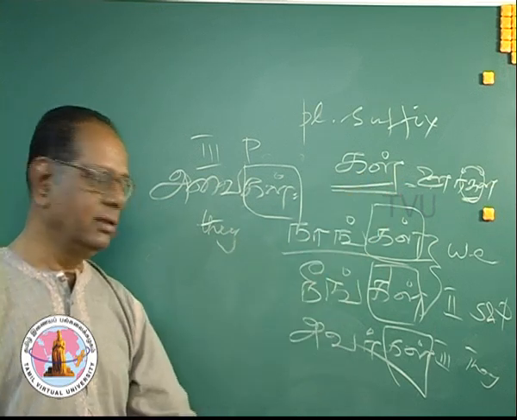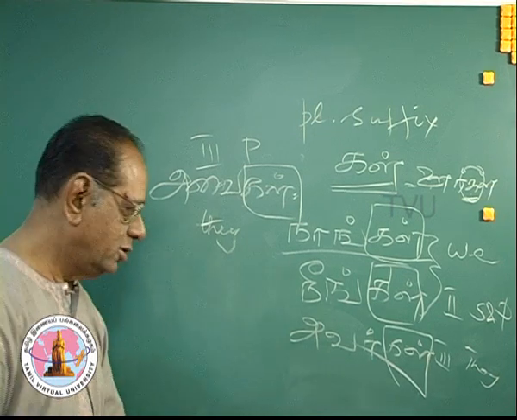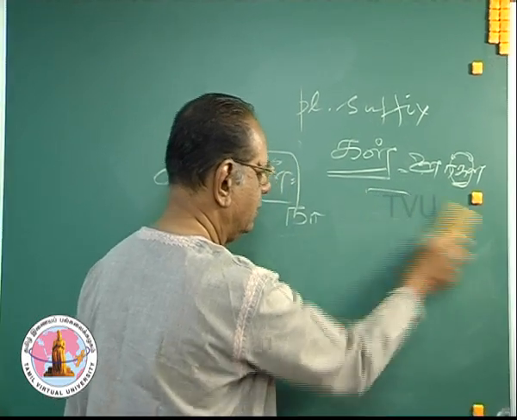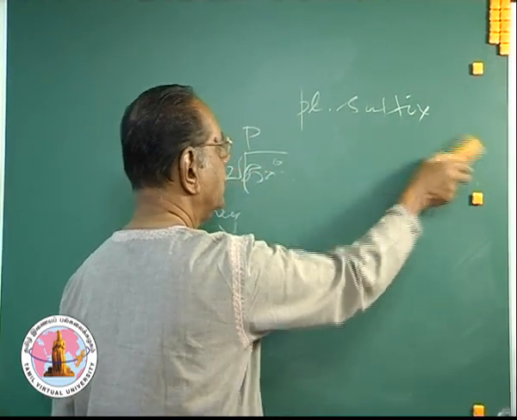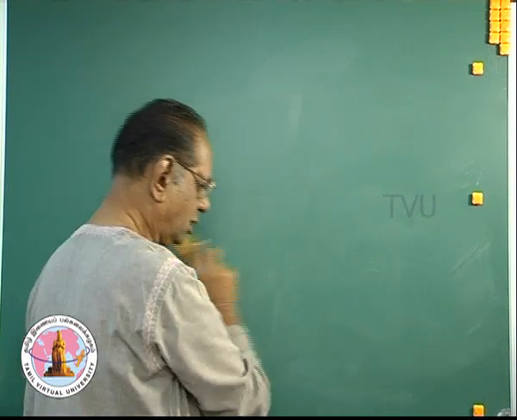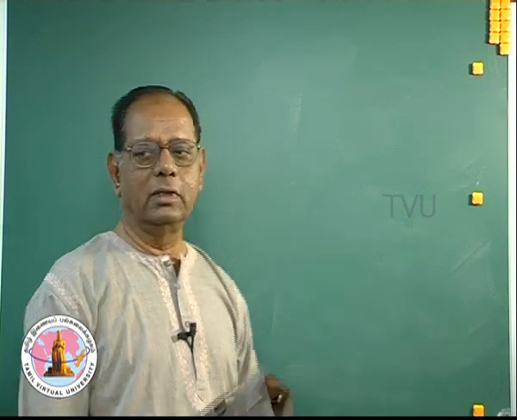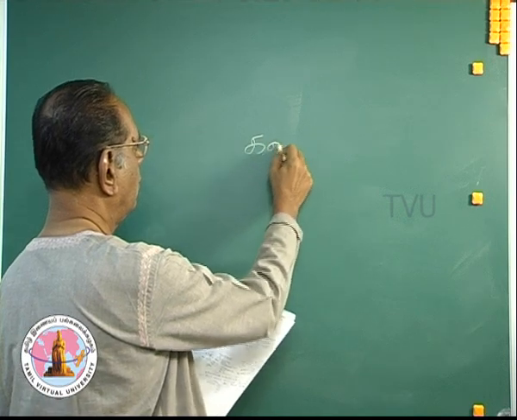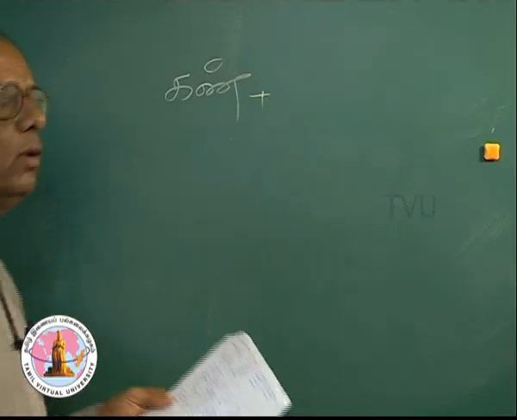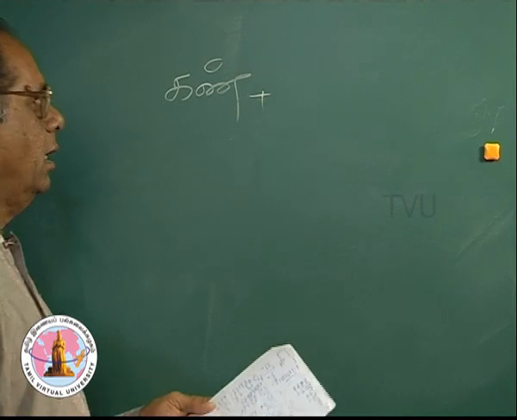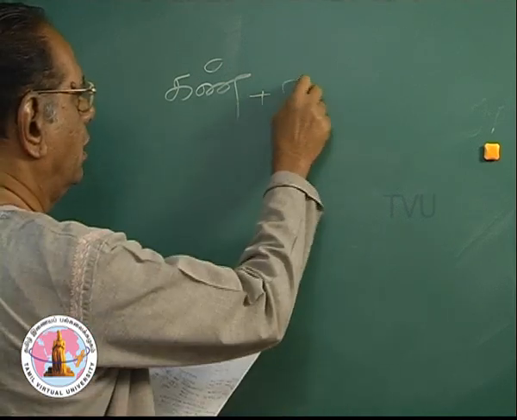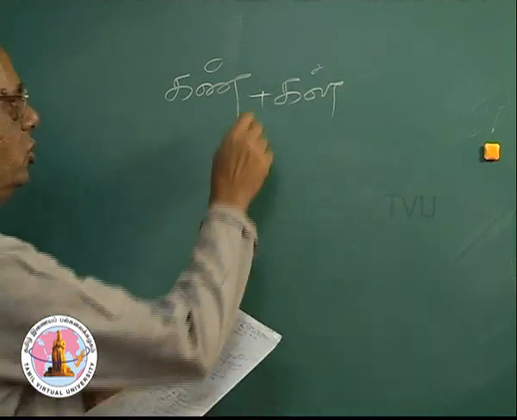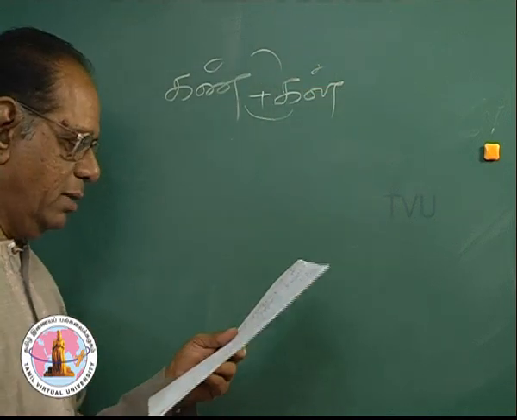And now we find the words, all the words which are plural in nature naturally contain this suffix. We shall have a few more examples and then find out the variations. Do you remember this word? Kan, and eye. Kangal. No change. Automatically they merge.